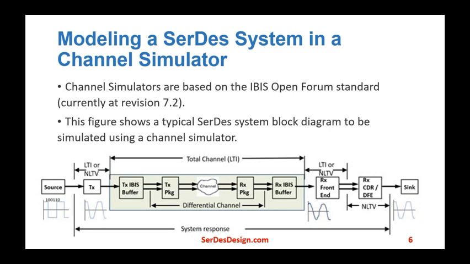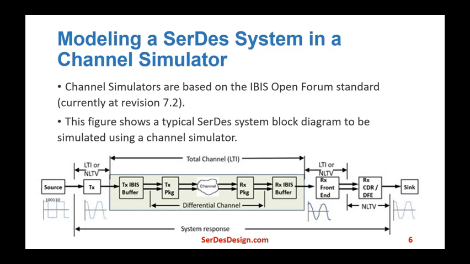The AMI portion typically contains a transmit equalizer, often in the form of a feed-forward equalizer. The IBIS portion provides a differential output to the channel. There's the transmit package, the channel, and the receive package. These pieces represent the differential channel. Each part is optional and may be represented using S-parameter files.